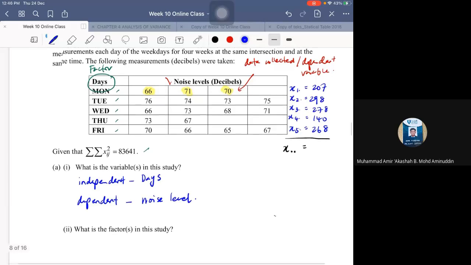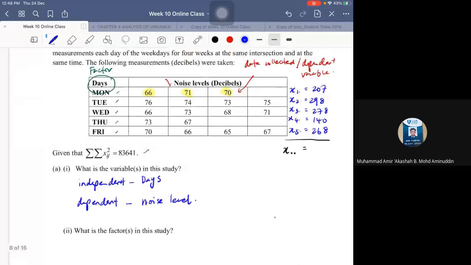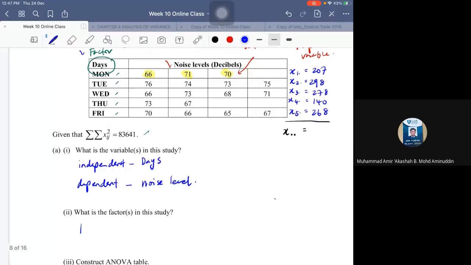Okay. And then question number 2 asks, what is the factor in the study? I mentioned to you before, the factor is the thing that we vary in the question that has different categories. For this case, it's going to be days, right?